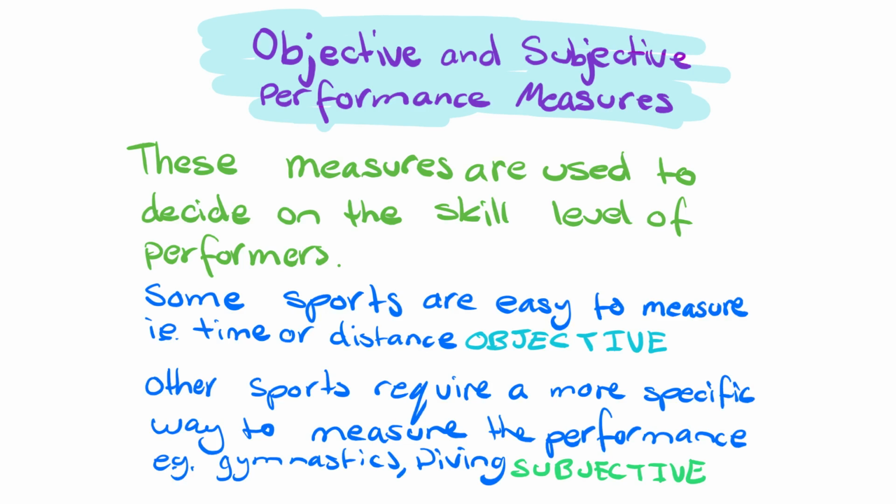Now, some sports are easy to measure, for example, those sports that require time or distance, and these are objective measures. For example, a 100-metre race is very objective because the first person to cross the finish line is the winner. Other sports require more specific ways to measure the performance, for example, gymnastics or diving, and this means that they are subjective, so they are subject to some other information other than just time or distance. For example, in gymnastics, while there is a timed element to it, there are judges who judge the performance, and therefore it is a subjective performance measure.